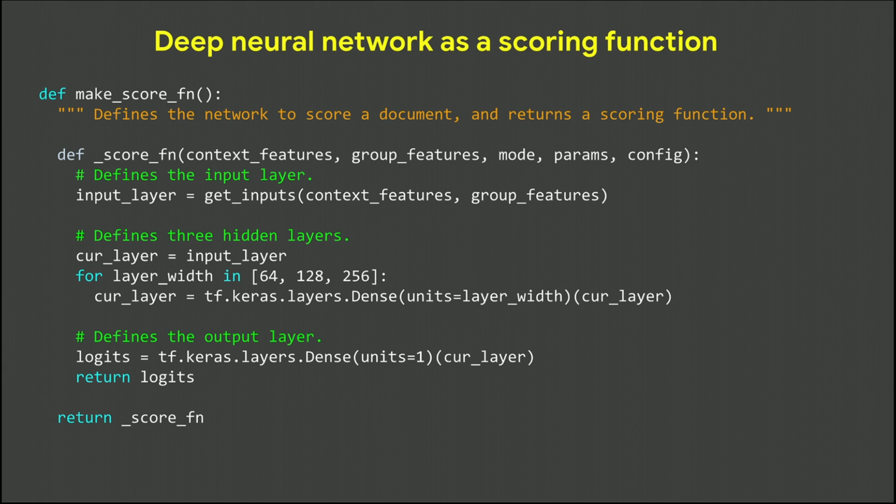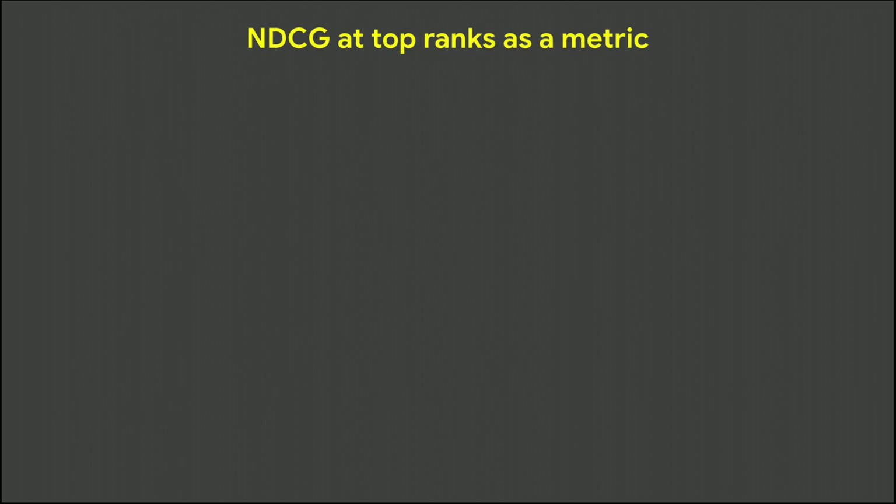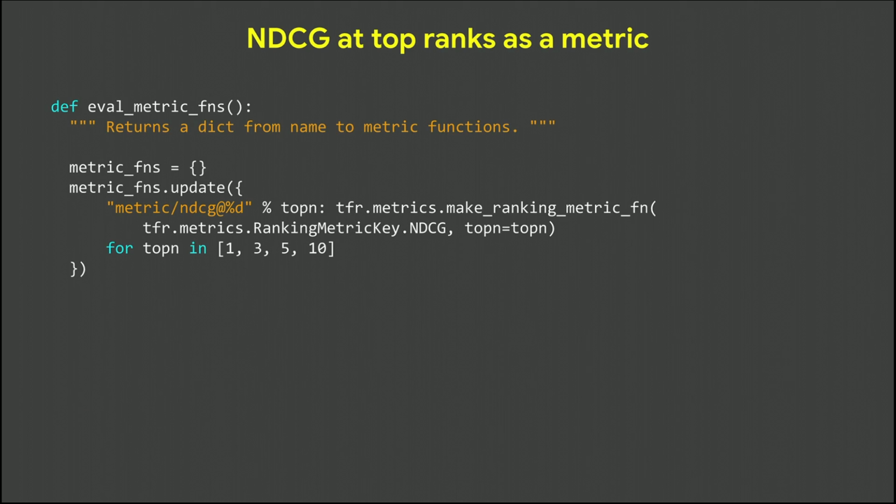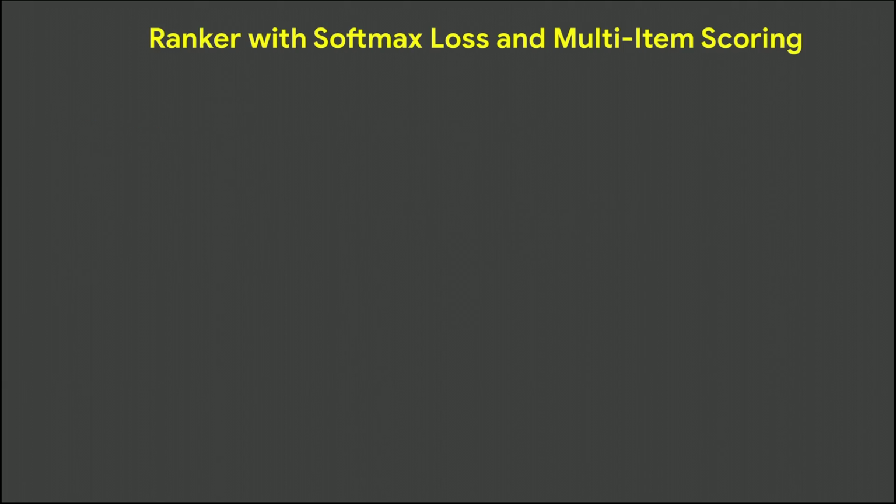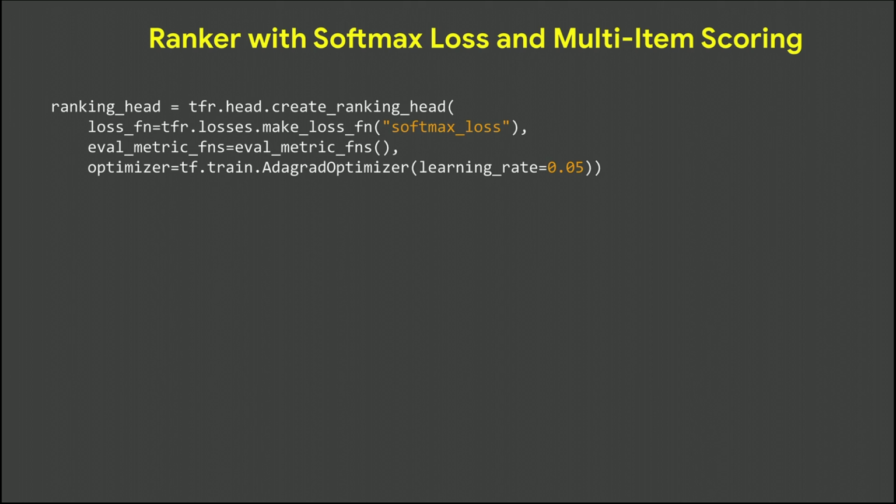First, we define a scoring function. And here we use a 3 hidden layer scoring function. Then we specify the evaluation metrics. In this case, we use NDCG as the metric, and we use NDCG at top ranks. Finally, we need to specify the loss function and the ranking estimator. Here, we propose using a ranking head with a softmax loss. However, note that softmax loss can be easily replaced by any other loss supported by TF ranking. So it's very easy to switch between losses by simply replacing this parameter with something else.